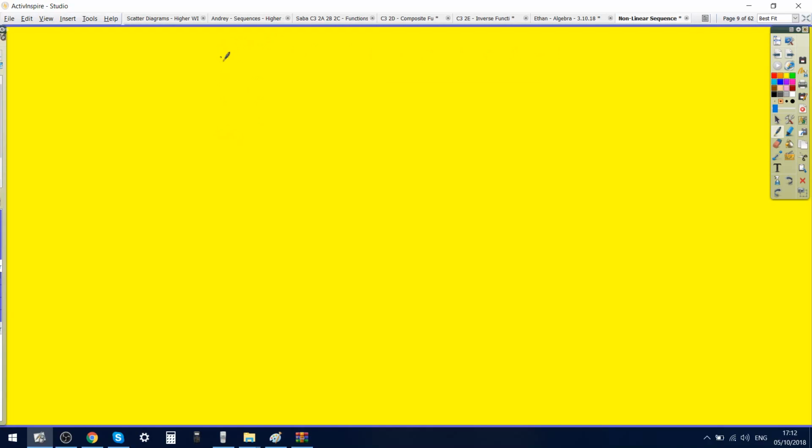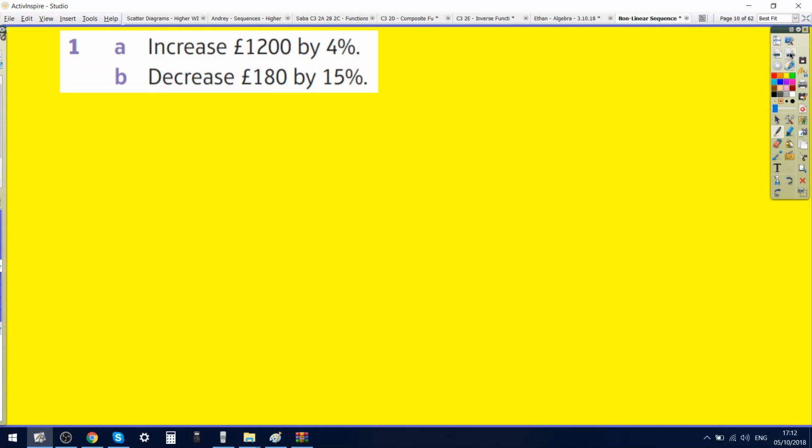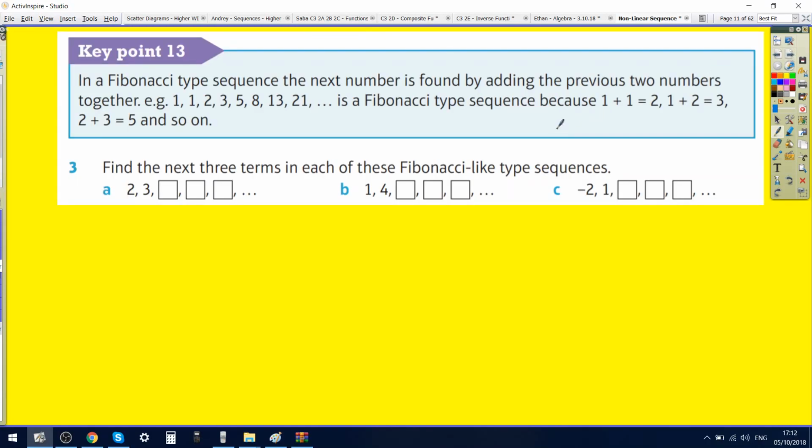So linear sequences, cross or tick? I'd say tick. Yes. This one I'll skip. Have you done Fibonacci sequences in school yet? Yeah, I've done a bit of it. So would it be 2, 3, then 5, 8, and then 13? Yeah, that's fine.